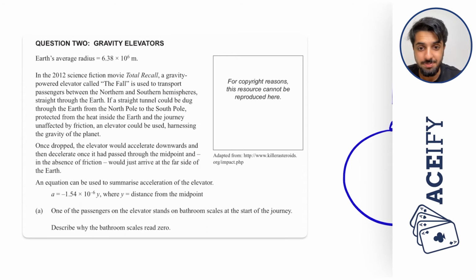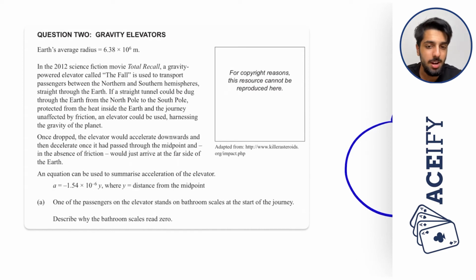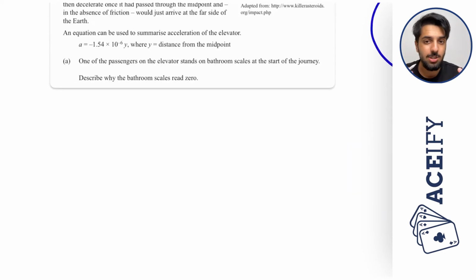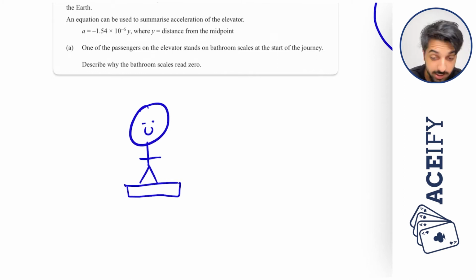But moving on. Anyways, one of the passengers on the elevator stands on bathroom scales at the start of the journey. Describe why the bathroom scales read 0. In order to understand this problem, we need to understand what is happening when you're on regular bathroom scales on a non-falling platform, just in your bathroom. So we have you right here, and you're on some bathroom scales, like that, okay?